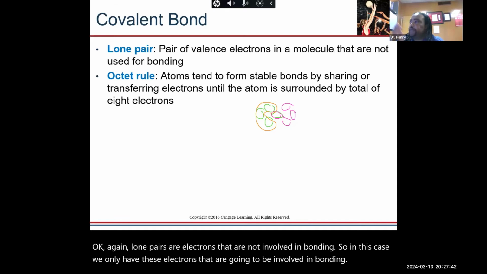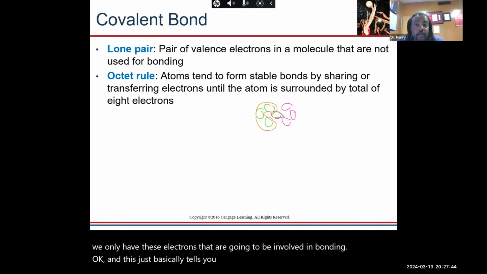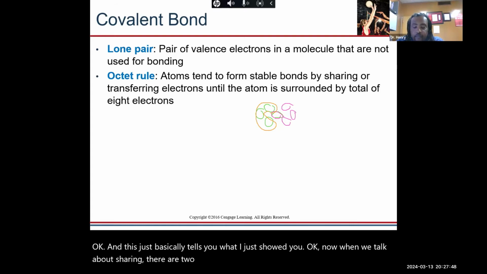Okay. And this just basically tells you what I just showed you. Now, when we talk about sharing, there are two types of sharing. And I think I shared this with Arnell.